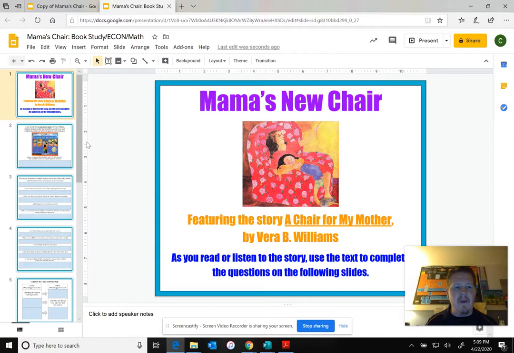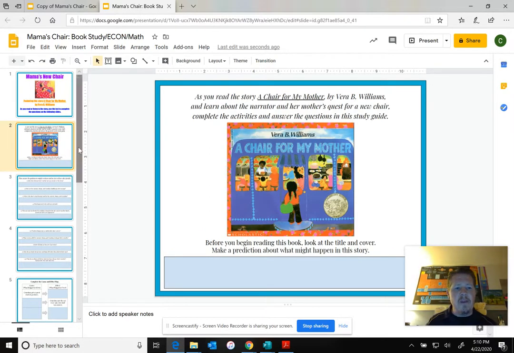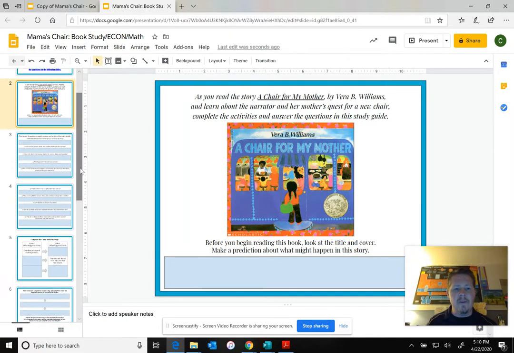So this is based on the story, A Chair for My Mother by Vera B. Williams, which is a great book. If you can read that book on your own, great, or your teacher might read it to you. If not, they have a link that they're going to share with you so that you can have access to the content. So the first few pages are reading comprehension questions.